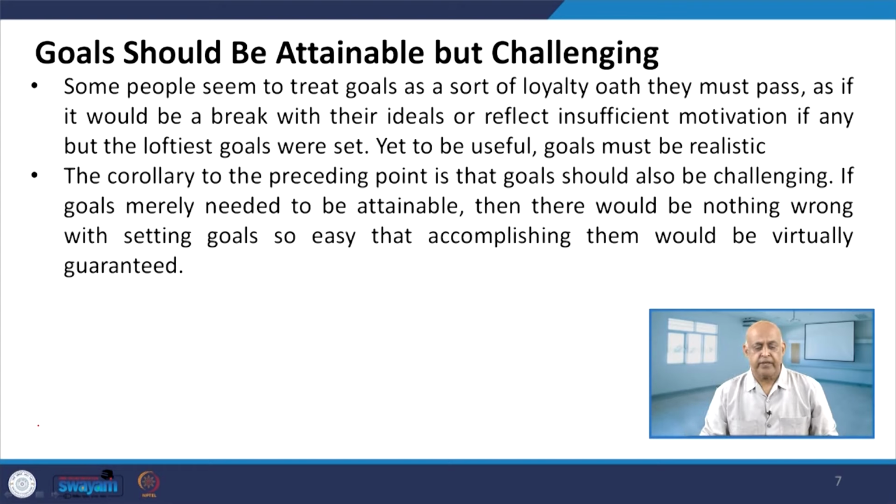So, a goal should be, as I mentioned, attainable. But attainable does not mean that it is just a formality, or that they must pass. It should break their ideal or insufficient motivation. To break this insufficient motivation, it is required that the goal be challenging. Otherwise, there will be no movement.